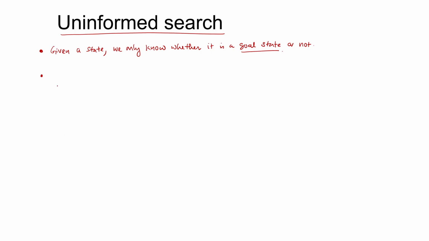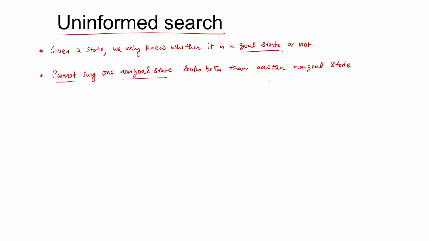Now, the second one is we cannot say what one non-goal state looks better than another non-goal state. Okay. So, the critical point is we cannot say whether one non-goal state is better than another non-goal state. We cannot say that.